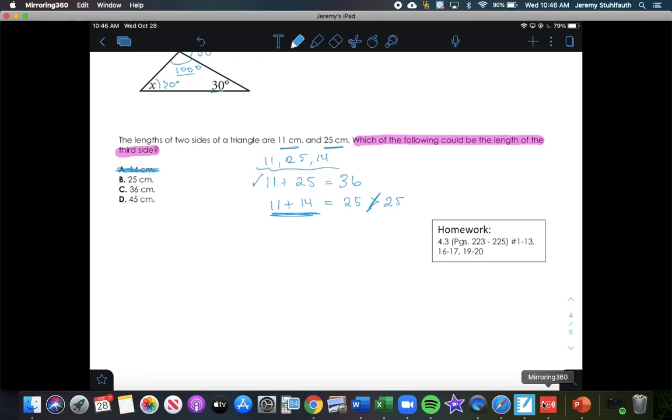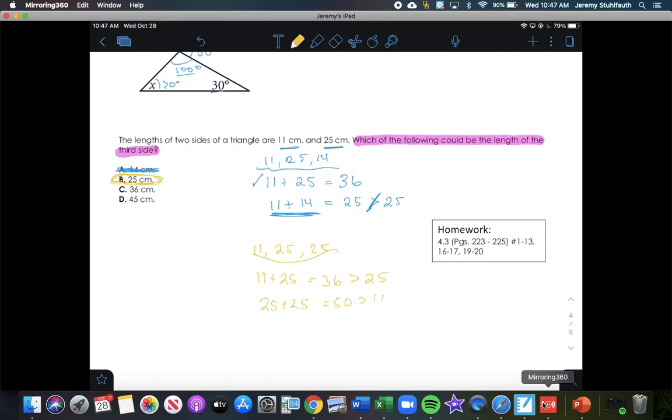So let's take a look at 25 centimeters. What if we had a triangle that was 11, 25, and 25? If we take these sides, 11 plus 25 is equal to 36. Is 36 bigger than 25? It is, so that works. Let's take 25. If we took both sides, 25 plus 25, that is 50. Is 50 bigger than the third side of 11? It is, so that works. And finally, we could take 11 plus 25 again. That's 36. 36 is bigger than 25. So it appears that B is our answer.